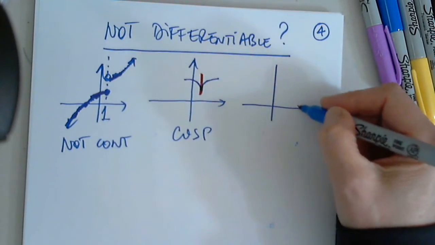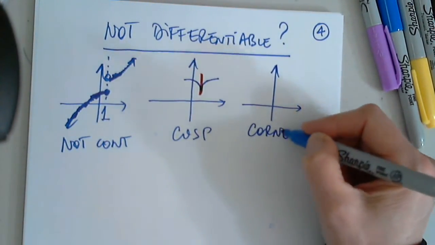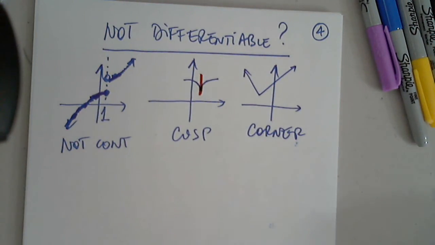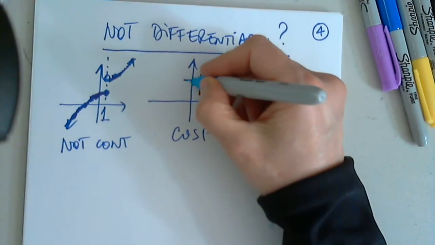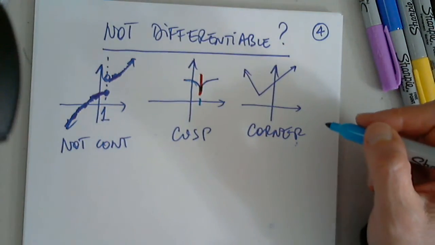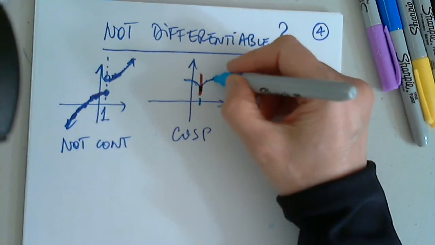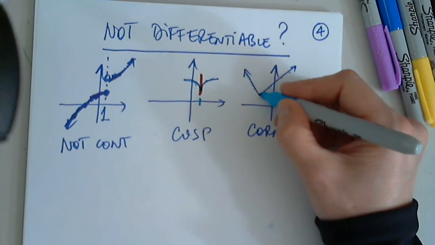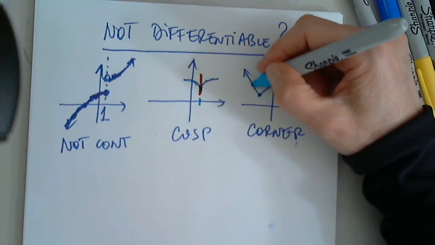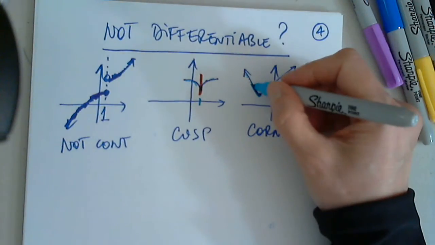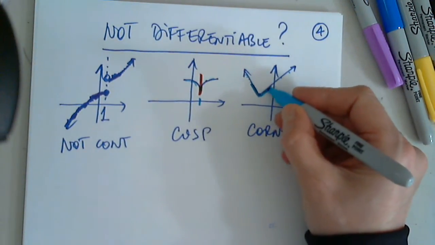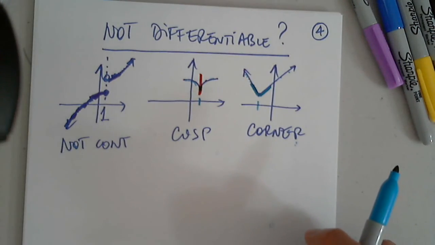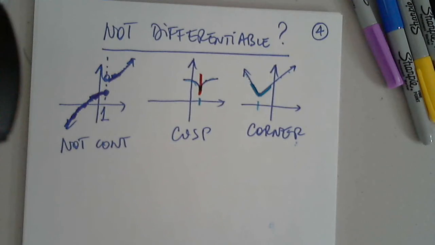Here is another possibility called a corner. So something like this. Look what happens at this point. This is differentiable everywhere here, but not at this point. How come? Because this slope is negative. The tangent here has a negative slope, and the tangent here has a positive slope. At this point, the function is not differentiable. It doesn't have a unique rate of change.